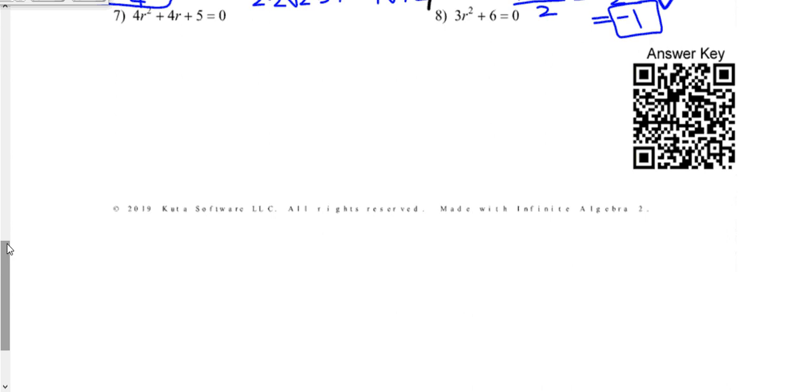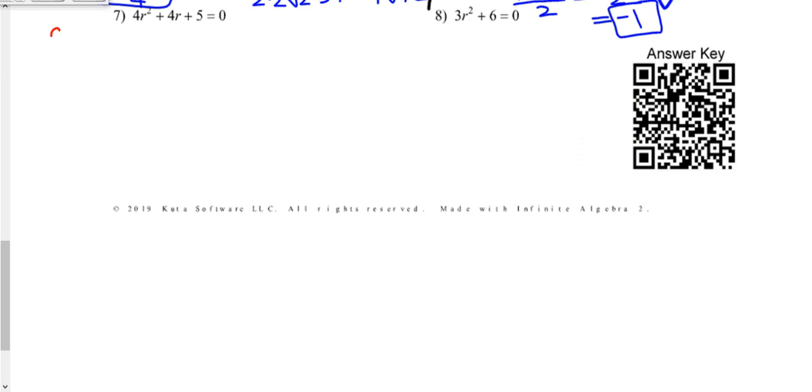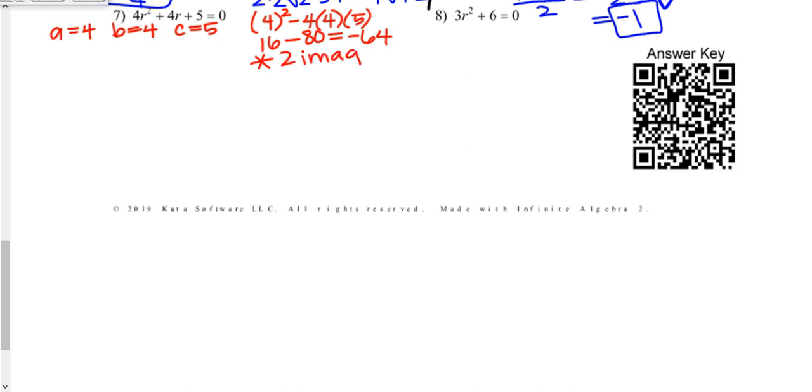This one, my A value is 4, my B value is 4, and my C value is 5. So when I do B squared minus 4AC, it looks like this: 16 minus 80 gives me negative 64, which means I'm going to have 2 imaginary solutions.